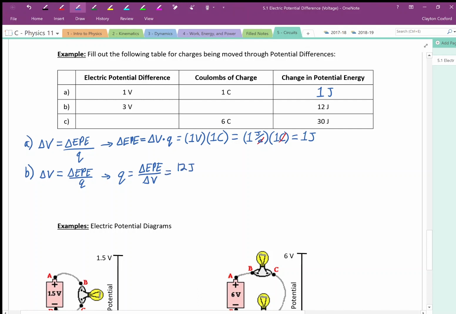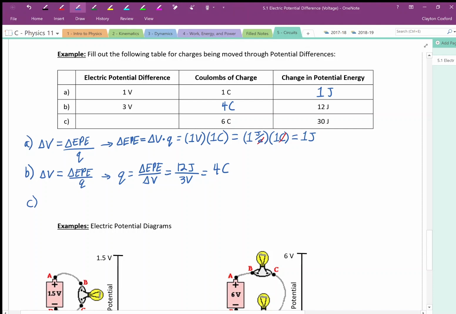12 joules is how much potential energy this charge gained. It moved through 3 volts. We get 4 coulombs of charge. The unit analysis there is a little trickier. If you want to work it out, change volts to joules per coulomb and you can see that it will work out. But this is saying that 4 coulombs of charge will gain 12 joules of potential energy when it moves through 3 volts. Because think about this, 3 volts is 3 joules per coulomb. And if we have 4 coulombs, each of those gaining 3 joules, we will have a change of potential energy of 12 joules. Perfect.